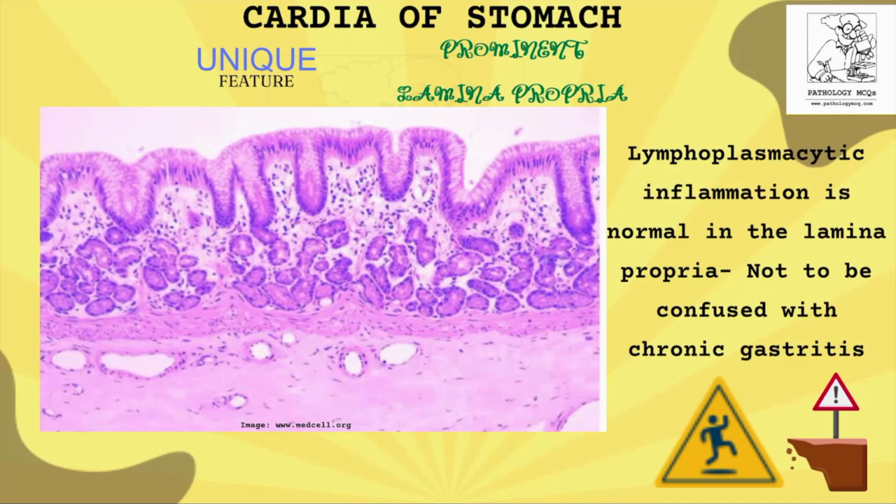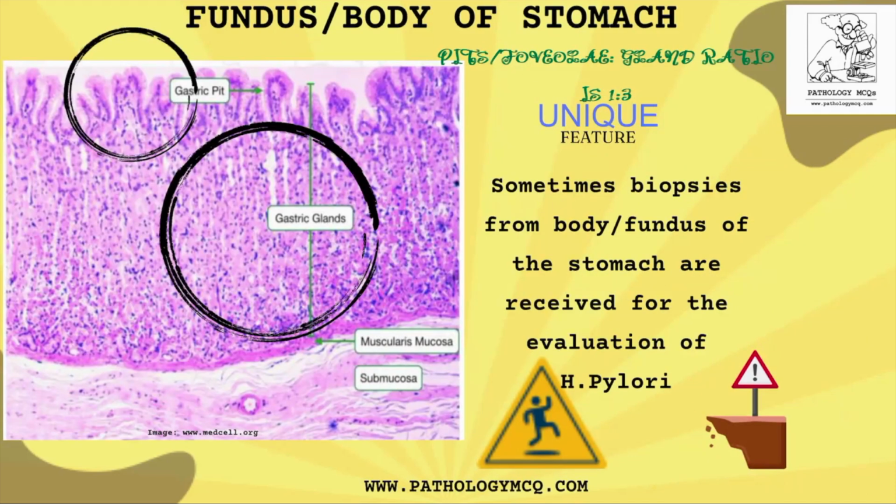Cardia of the stomach has prominent lamina propria, which has prominent lymphoplasmacytic inflammation, which is normal considering the cardia of the stomach. This is important to know to avoid a misdiagnosis of chronic gastritis. Fundus or body of the stomach has foveolar cells to gastric glands, and the ratio is 1:3 because, as you can see in this image, gastric glands are way more compared to the foveolar or gastric pits.